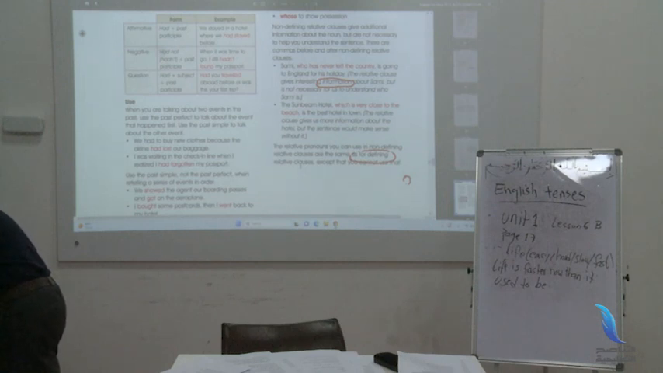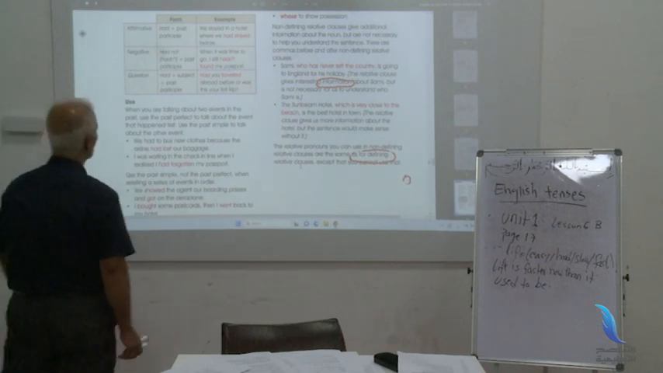Examples for the affirmative: we stayed in a hotel where we had stayed before. In negative sense, when it was time to go, I still hadn't found my passport. In the question, had you traveled abroad before, or was this your first trip?